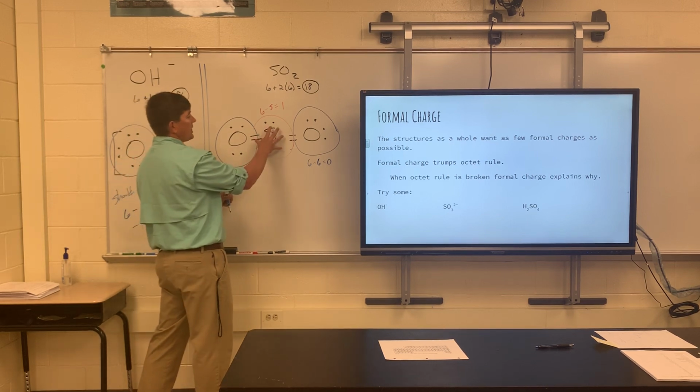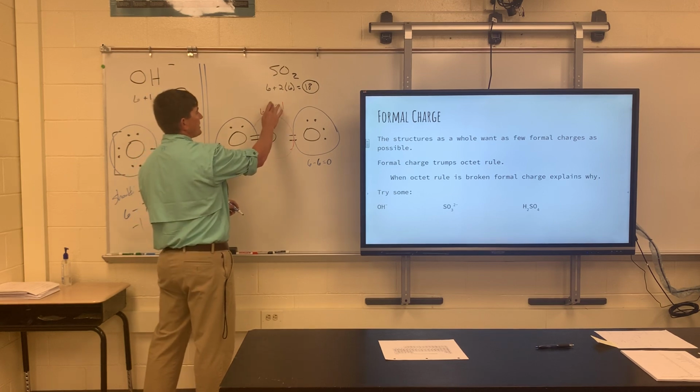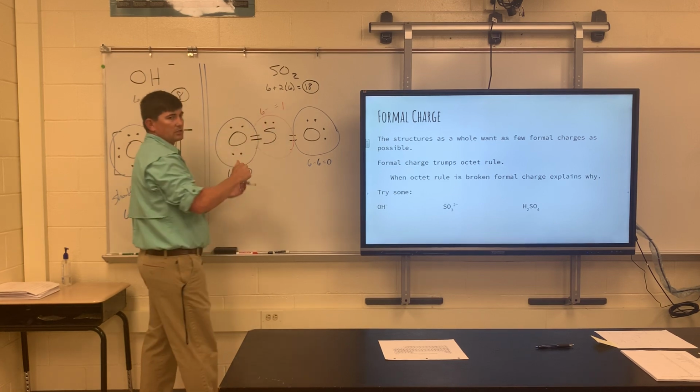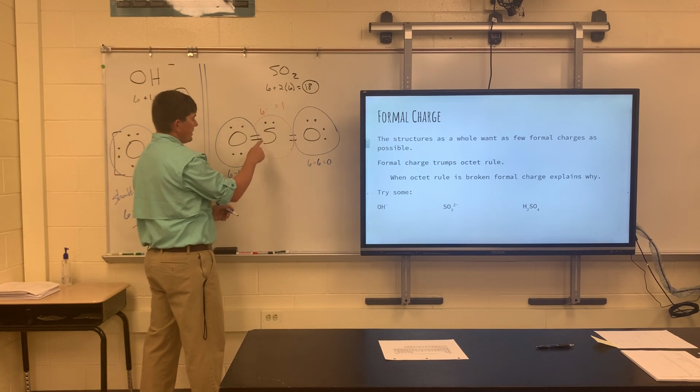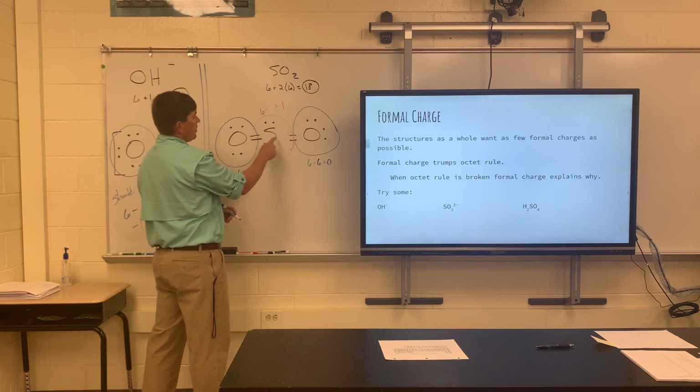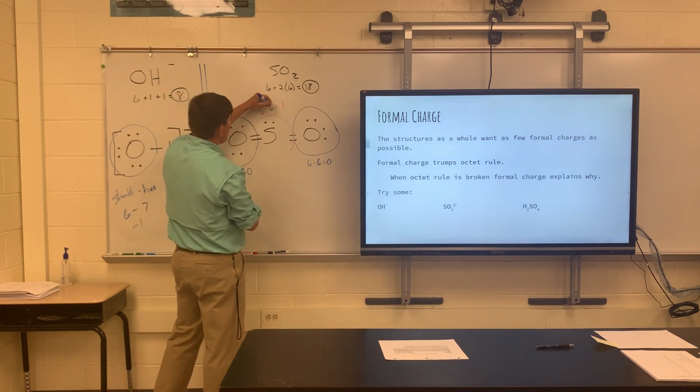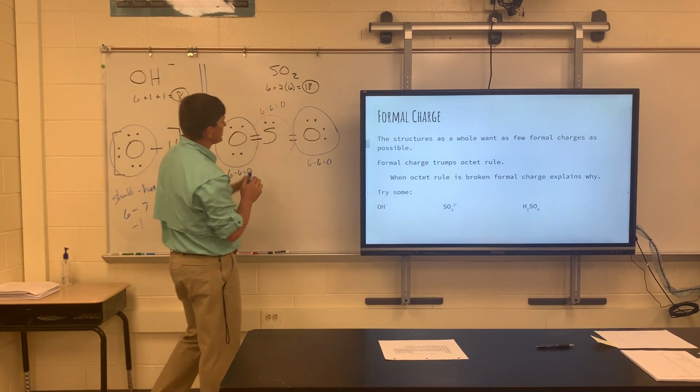And at the same time, we changed this one to be 6 minus, the first number's not going to change because that's what the periodic table tells me, right? 2, 3, 4, 5, 6. So 6 minus 6, this one right here is also 0.